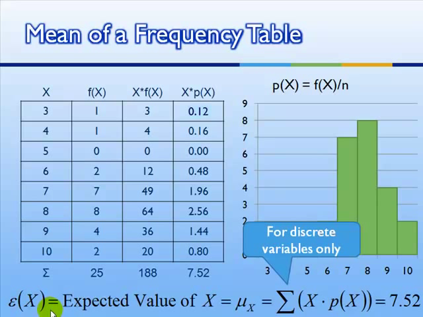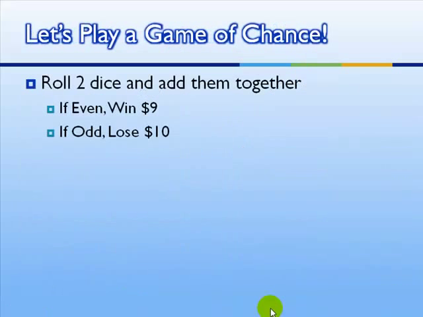So the expected value doesn't just mean population mean. It means a bunch of other things. It's a broader concept. To give a taste of what we mean by this, let's play a game of chance. You're going to roll 2 dice and add them together. If the sum is even, you win $9. If the sum is odd, you give me $10. Do you want to play? Should you play? Is this a good game or a bad game?